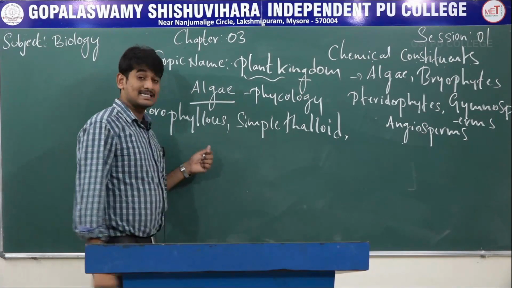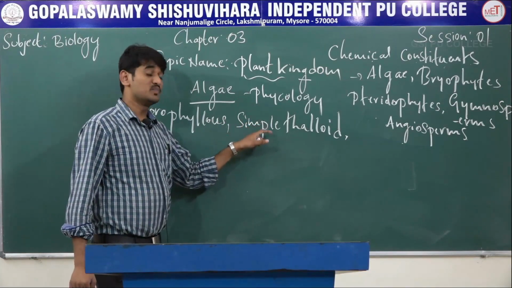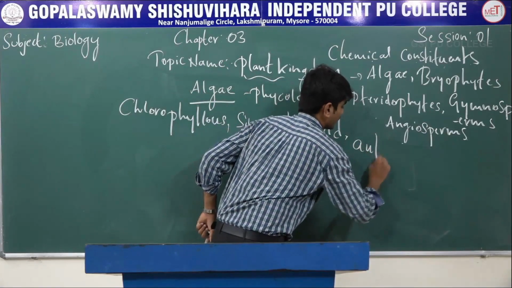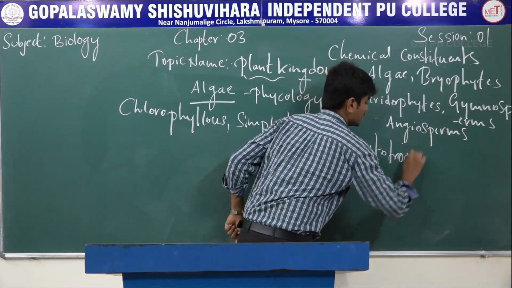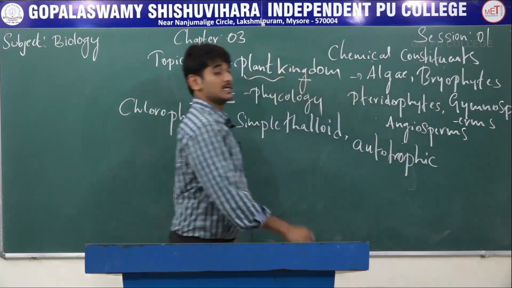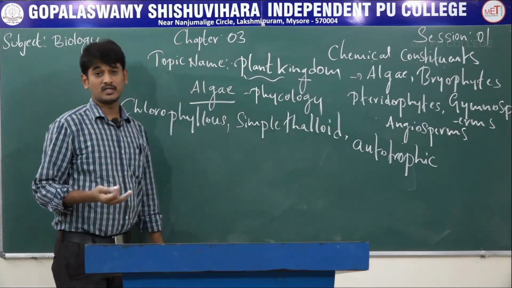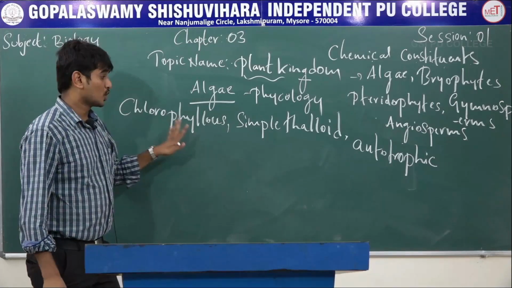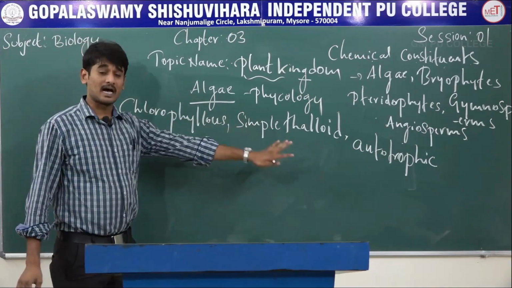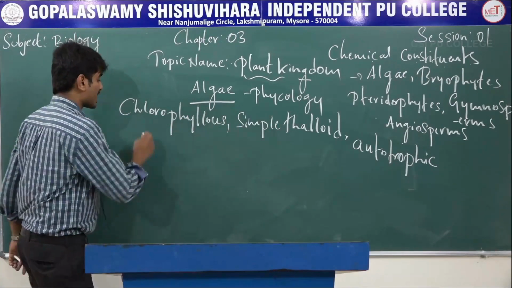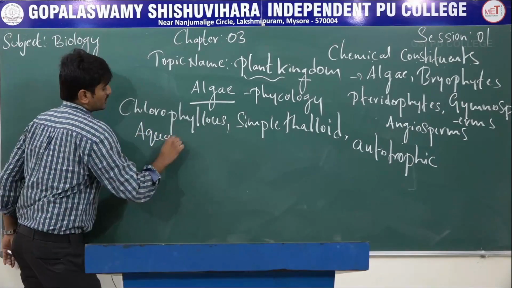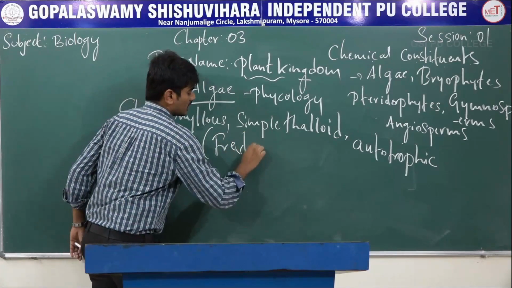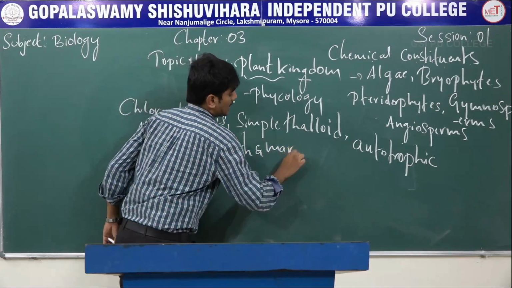So the algae is chlorophyllous, simple thalloid, and autotrophic, which means the algae can synthesize their food by utilizing sunlight. The algae is chlorophyllous, simple thalloid, and largely aquatic, which means it is found in both fresh water and marine environments.